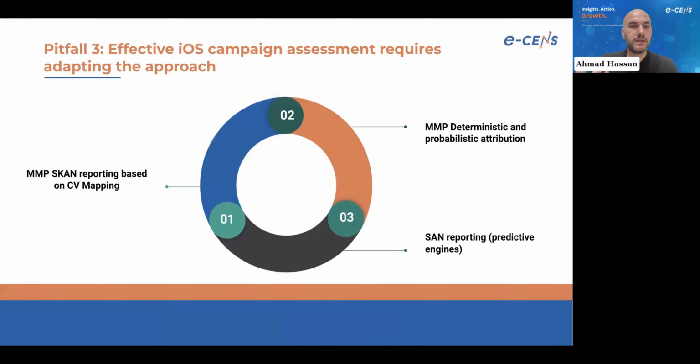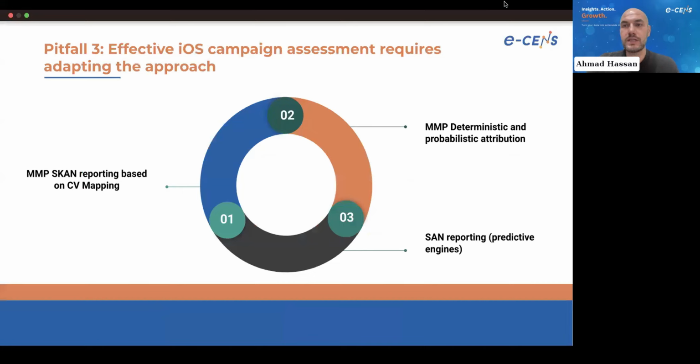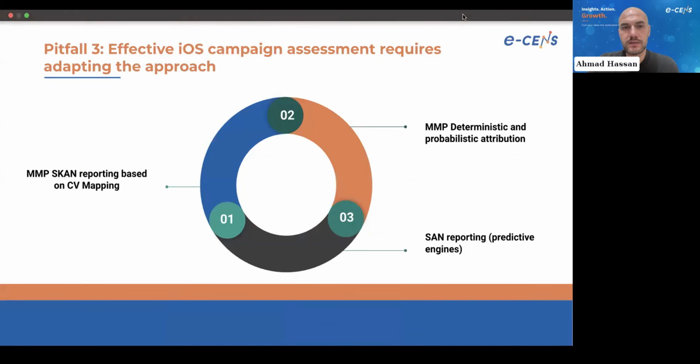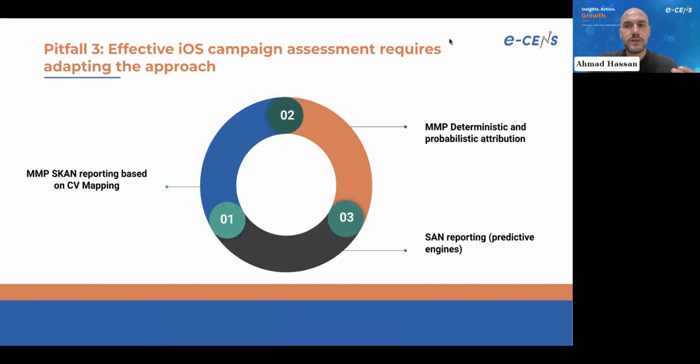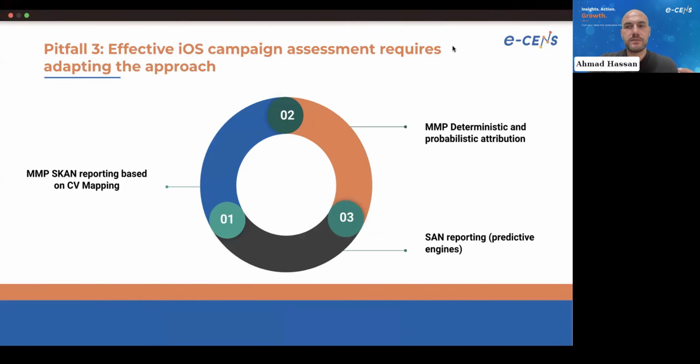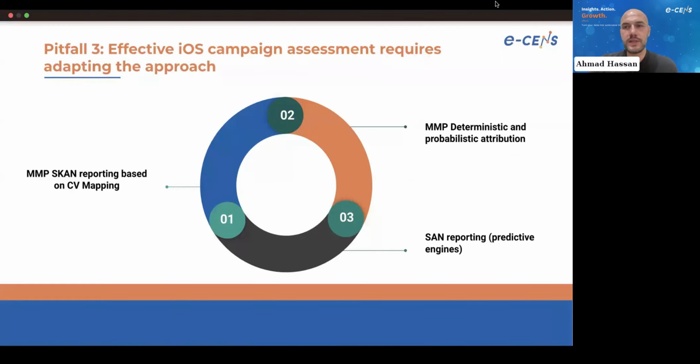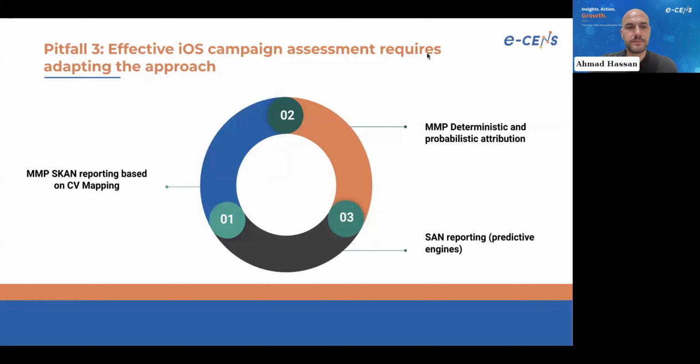Moving on, this is the third one. So we've set up everything when it comes to SKAdNetwork. We're running the campaigns. Are we confident, though, in our ability to assess the campaigns when it comes to iOS? And one thing to keep in mind here is that there are different data sets and different attribution methods happening in parallel at the same time.